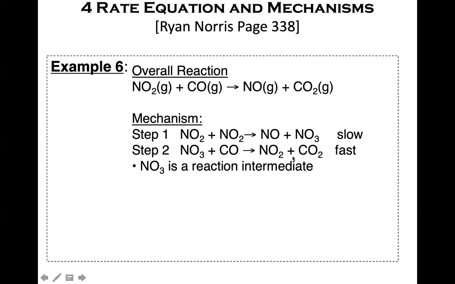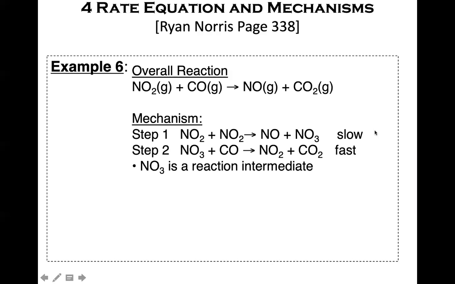Now if you add these 2 steps together, NO2 plus NO2, you've got 2 moles of NO2 plus NO3 plus CO on the left side. On the right side, you've got NO plus NO3, NO2 plus CO2. So 2 NO2 on the left side will cancel out one NO2, so that becomes 1. Your NO3 will cancel out, which is completely gone. That's why you don't see it in the overall equation.